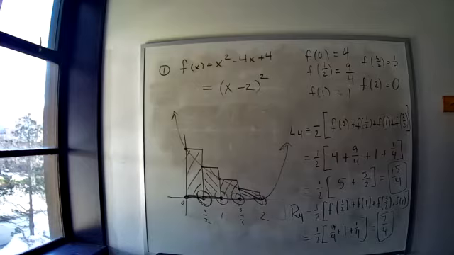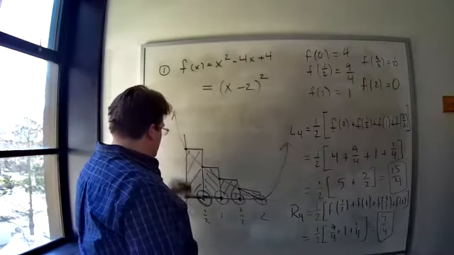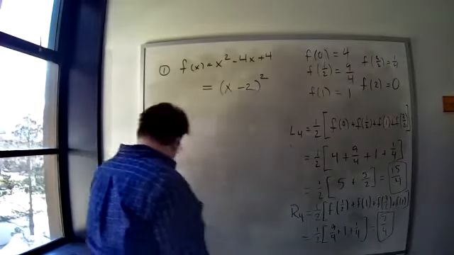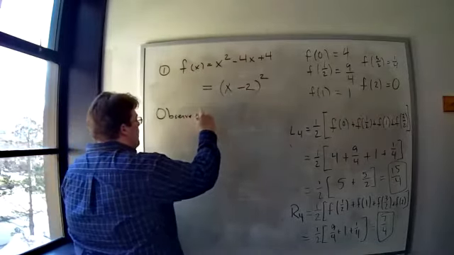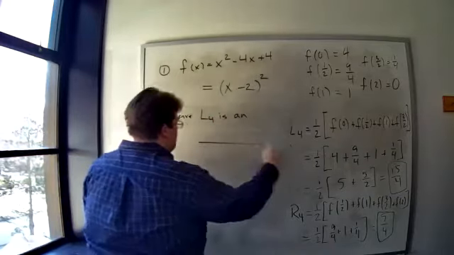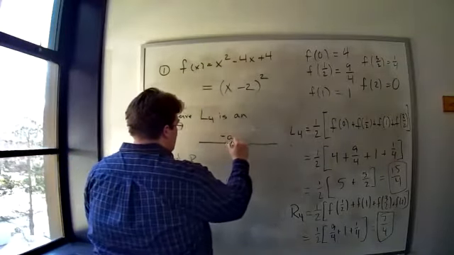Before moving on to part B, I don't think I asked this, did I? Yeah, before moving on to part B, let's observe. Is this an over approximation or an under approximation? I have the drawing. It's kind of a mess. So I'll just write observe. L4 is an blank, and R4 is an blank approximation.